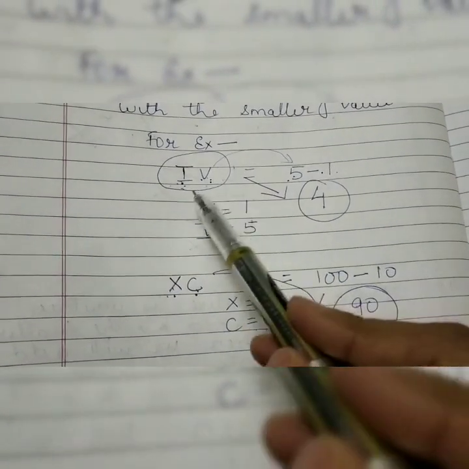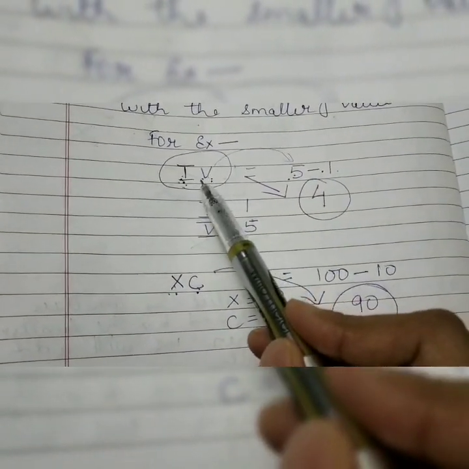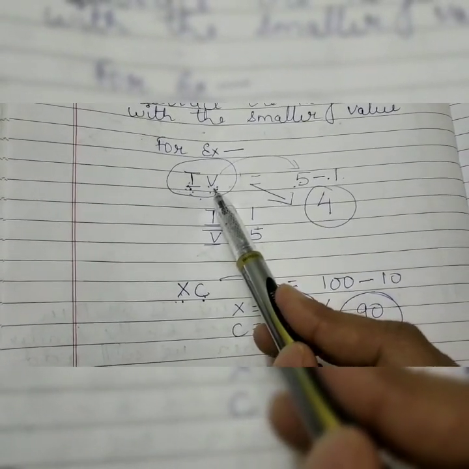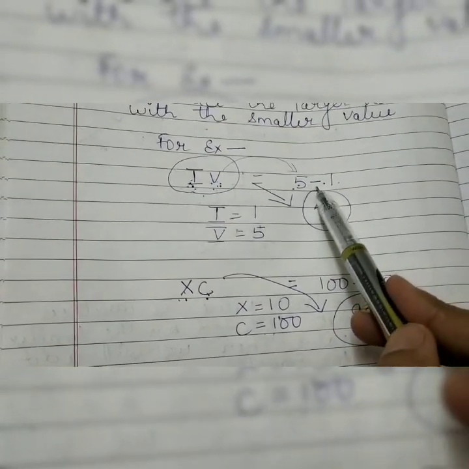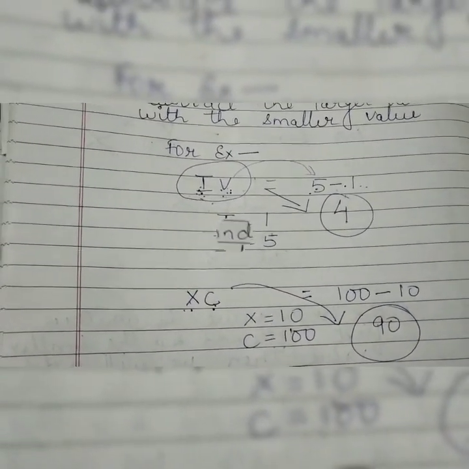So just remember, if the smaller value is written first, then the bigger value, we have to subtract. And how will we subtract? We'll write the bigger value first, then subtract the smaller value. I hope you all have understood this rule also.